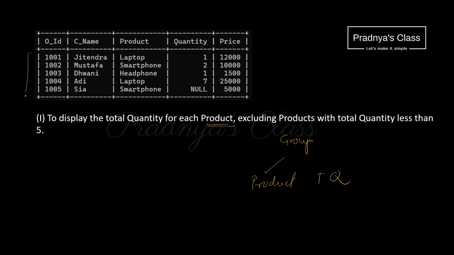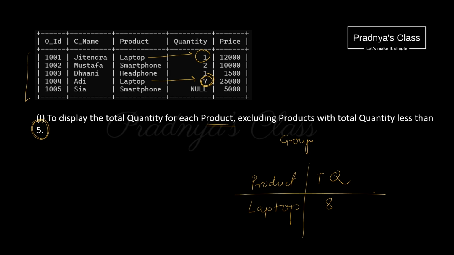Let's try to understand with one product. Let's take product laptop. In one record we have quantity 1 and in the second record we have quantity 7. It means total quantity is 8. Only this record will get displayed. You know why? Because the total quantity is more than 5. If it is less than 5, the records will not get displayed. Look at the other records' total count. The smartphone is 2, headphone is 1. It means we should get this output.